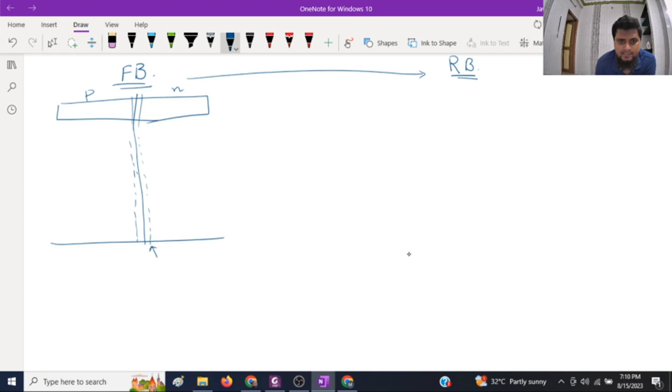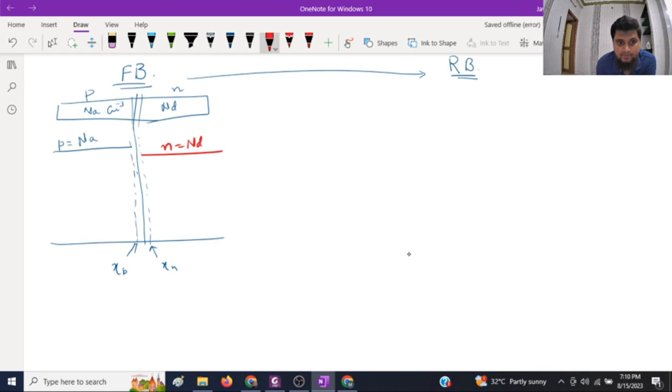So in this case, this is XN, XP. And let's assume that this N type is doped with ND and P type with Na acceptor atoms per centimeter cube. So the majority carrier on the P side will be P is equal to Na. Likewise, the majority carrier on the N side would be N is equal to Nd.